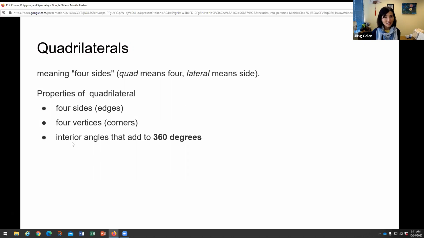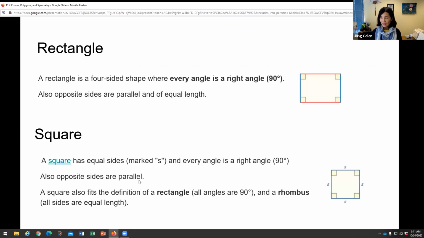That's good. Another thing that you can remember is interior angle. The sum of the interior angles of a quadrilateral is 360 degrees. What is the sum of the interior angles of a triangle? Yes, 180 degrees. Nice. So quadrilateral is a little bit complicated because there are so many different names in it.